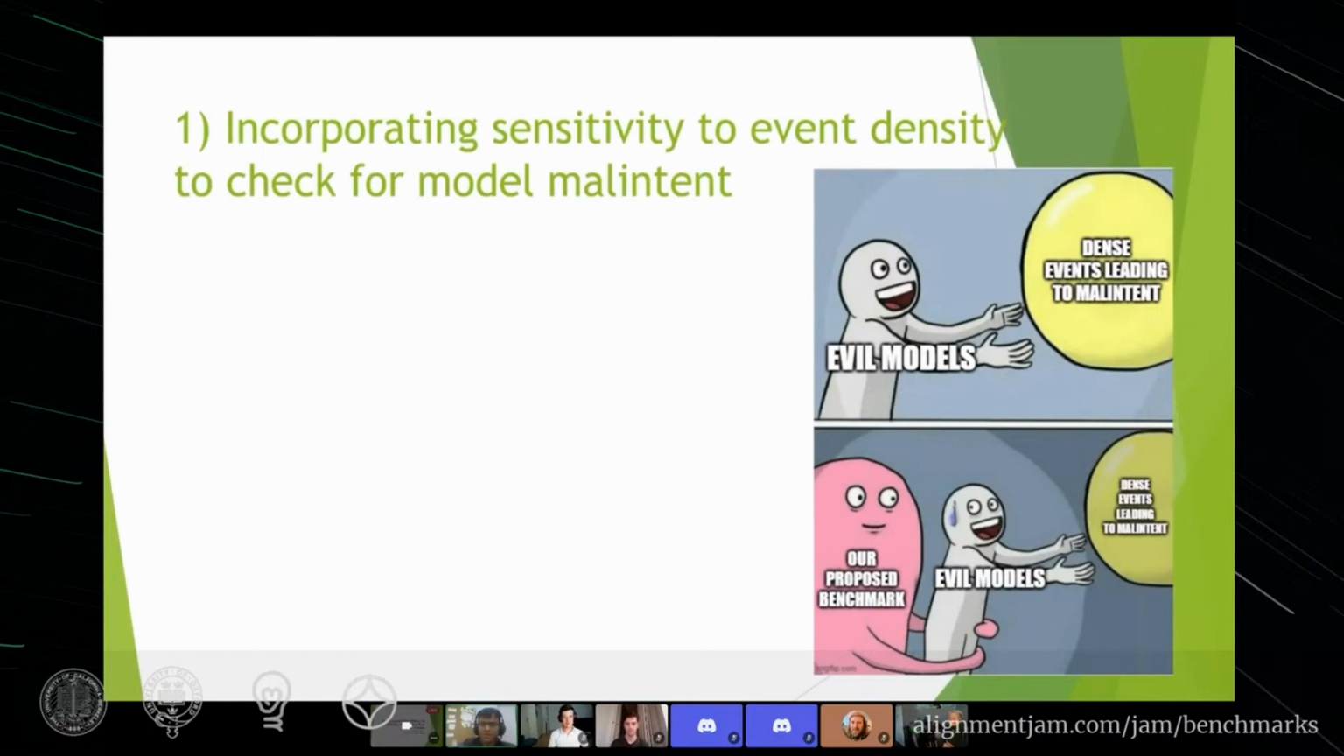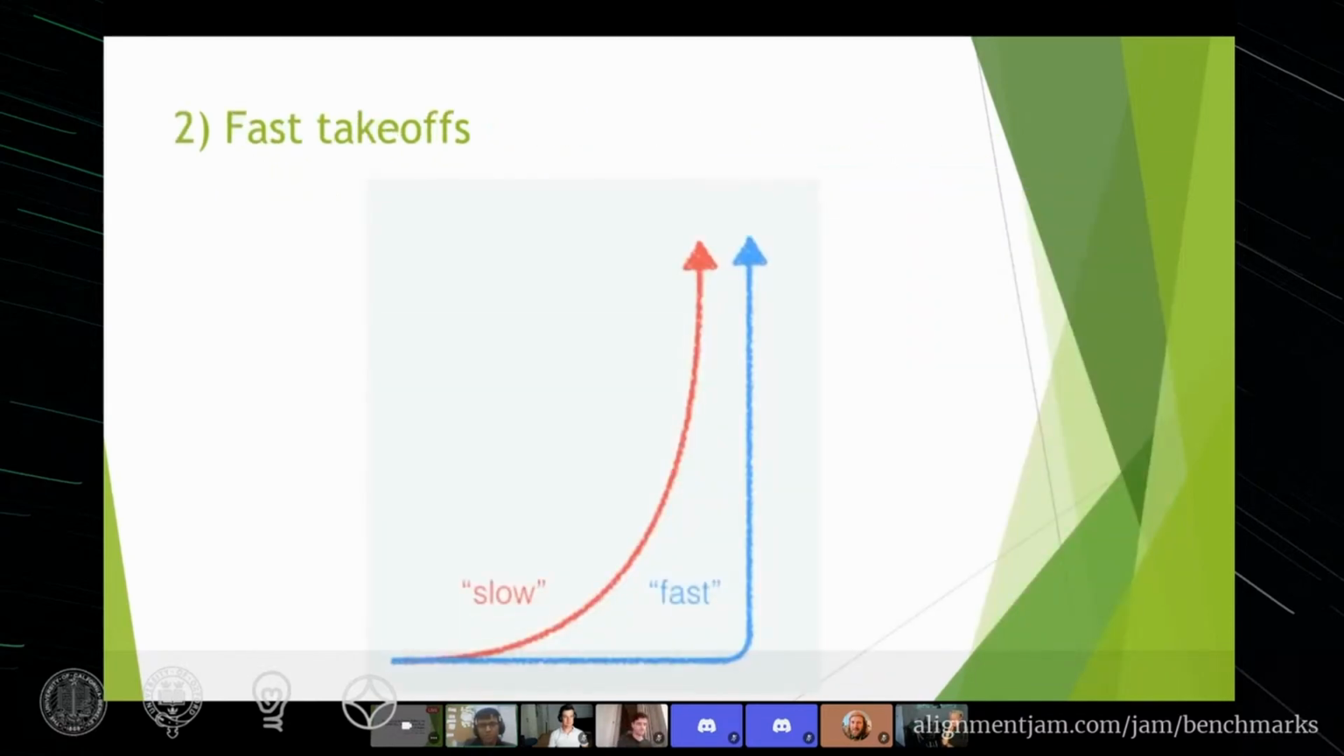And as our meme explains, our post benchmark helps in probing and knowing such models. The second thing is that this obviously has some meaning for fast takeoffs. Again, if there's a model and it wants to get really bad really quickly, it can lead to fast takeoff.